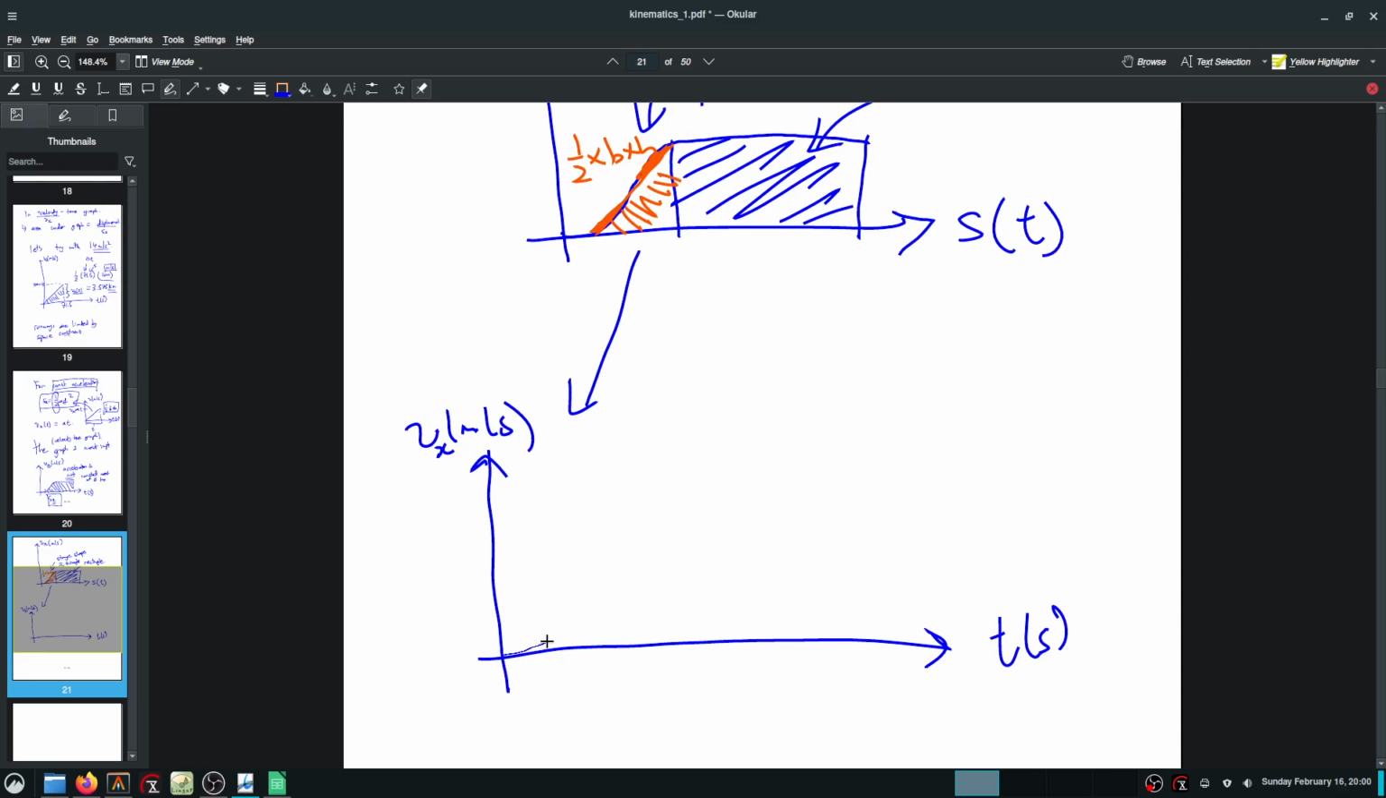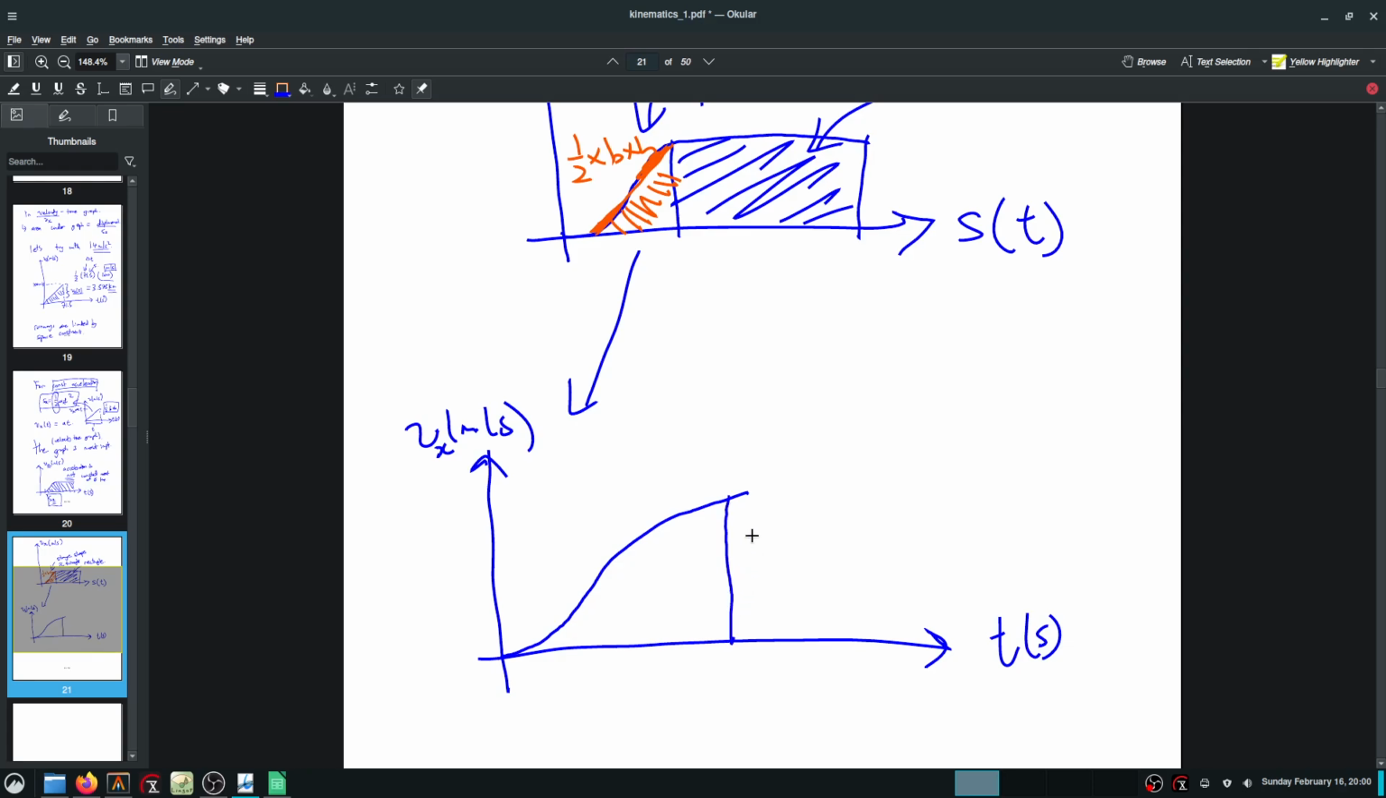Okay, let me do it like that. So this is not going to be a triangle shape, because if you draw a straight line there, this part is going to be missing. So what do you do? Alright, what you do is cut it up even smaller.